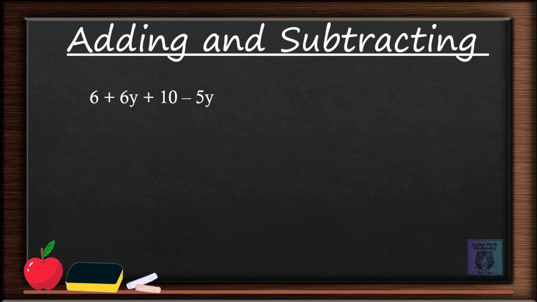So this is the equation that they give us. We would group them. So we say 6y minus 5y plus the 10 plus the 6. So all we did was we took all the terms with the variable and we took all the constants and grouped them.